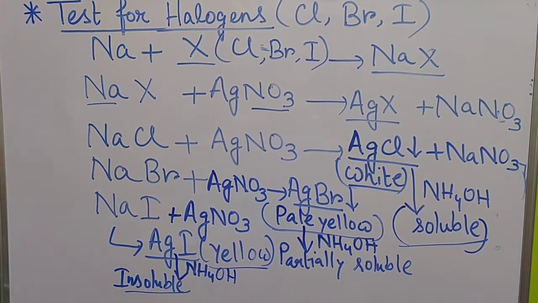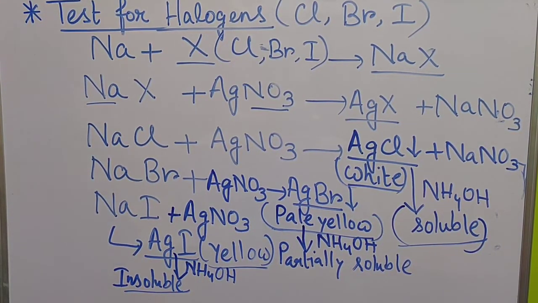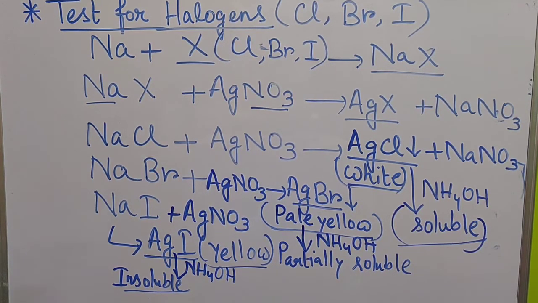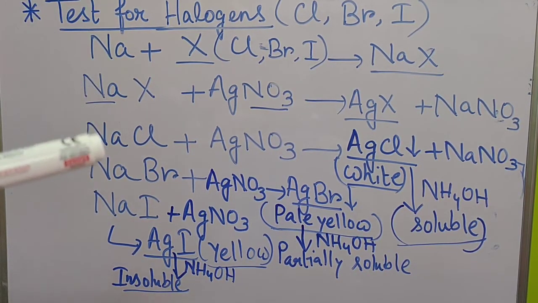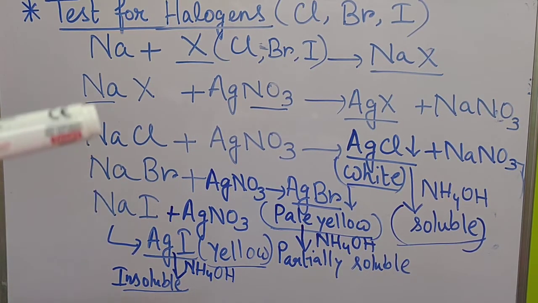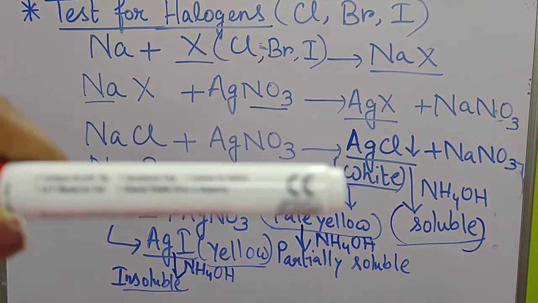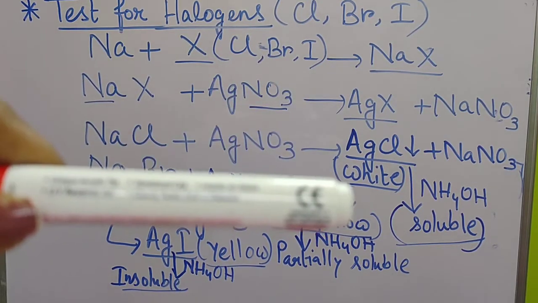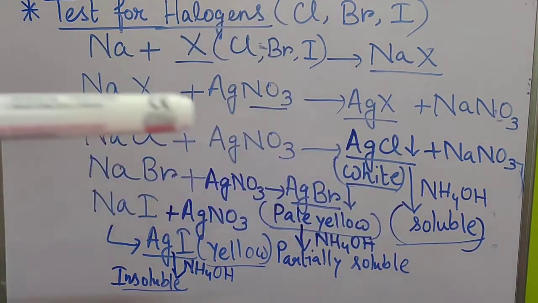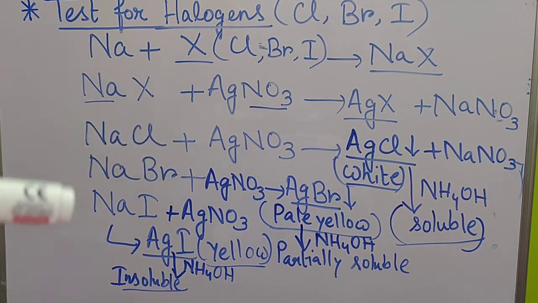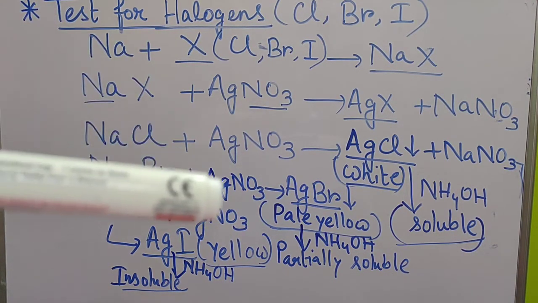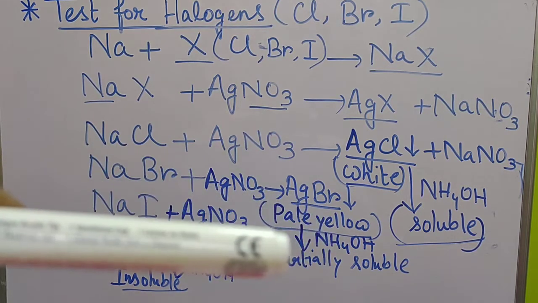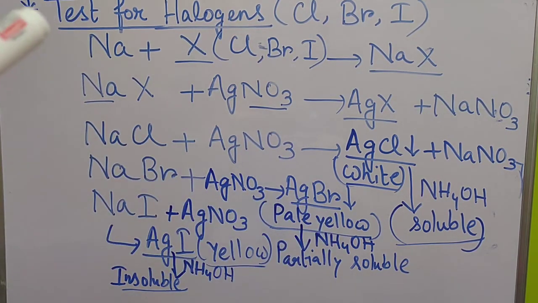So how can we distinguish between chlorine, bromine and iodine? If the precipitate obtained by adding silver nitrate is white in color, that is for chloride. Now if you add NH4OH, it will become soluble, the precipitate will dissolve. If the precipitate obtained is pale yellow, and pale means light yellow, then it can be silver bromide.